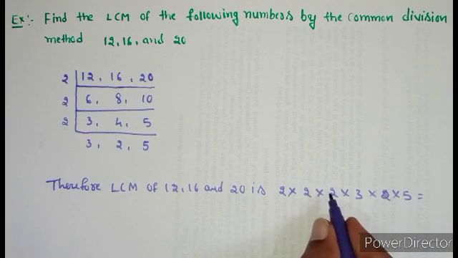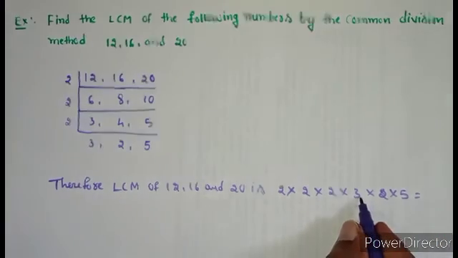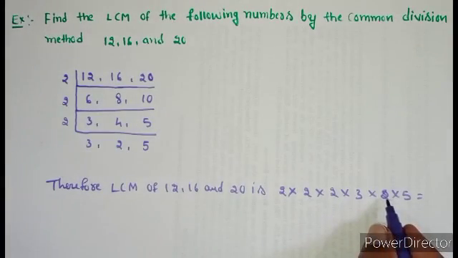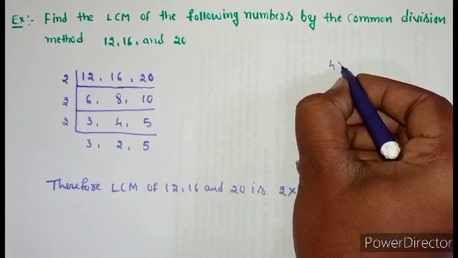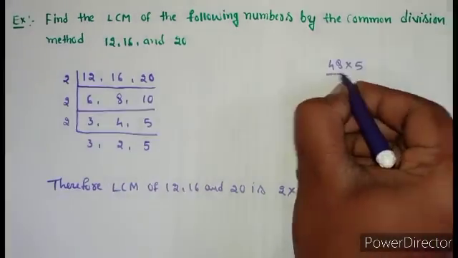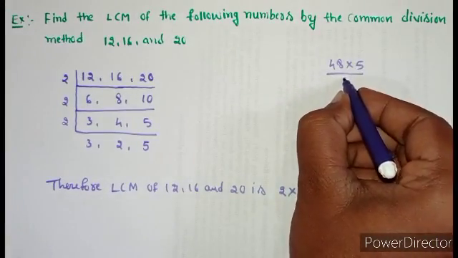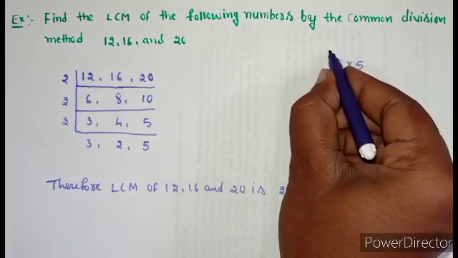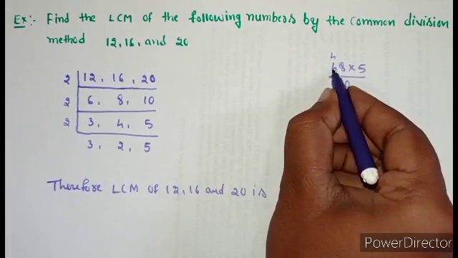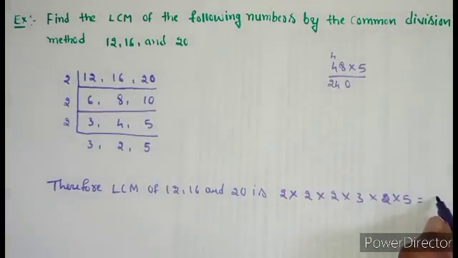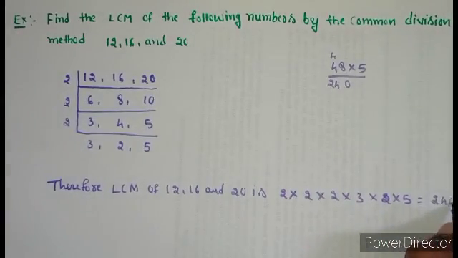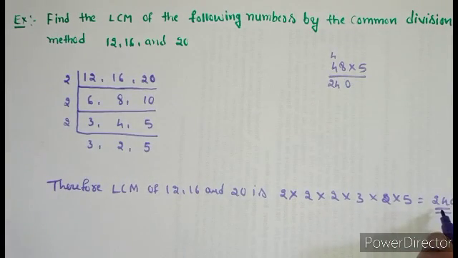2 2s are 4, 4 2s are 8, 8 3s are 24, 24 2s are 48, 48 5s are, all of you see here, 48 into 5. 5 8s are 40, write 0 here, take 4 carry, 5 4s are 20, 20 plus 4 carry, 24. We got 240. 240 is the LCM of 12, 16 and 20.